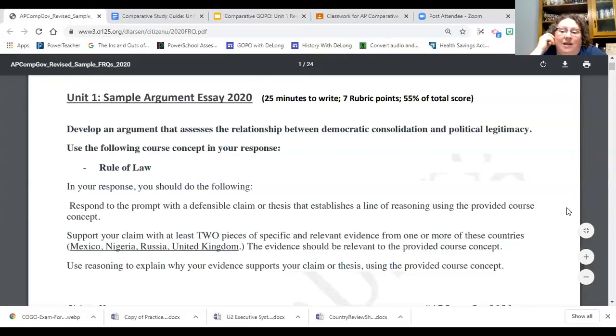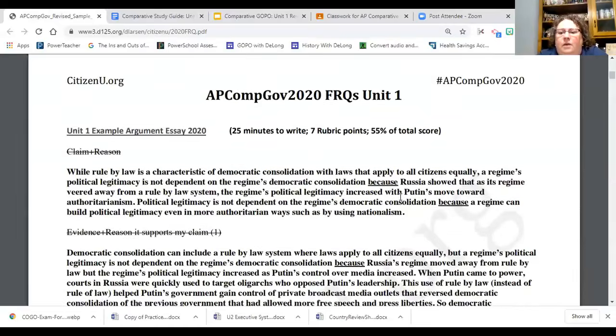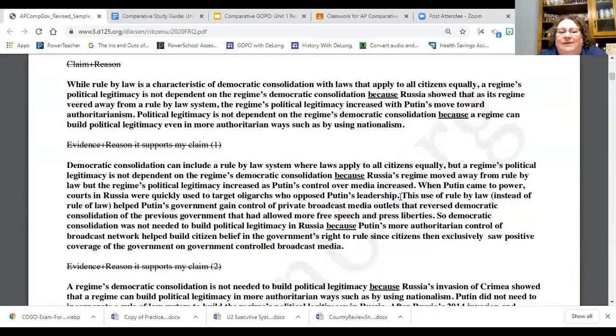So we have Mexico, Nigeria, Russia, and the UK to discuss. Let's think about it for the moment: Mexico, Nigeria, Russia, UK. Which ones have rule of law, which ones don't? Mexico has it. Nigeria mostly has it. Russia, no. UK, yes. All right, now I'm going to scroll down to the answer here, a nice little answer that was written so you can see exactly how this works.